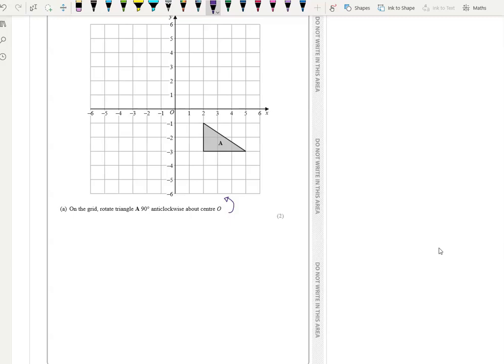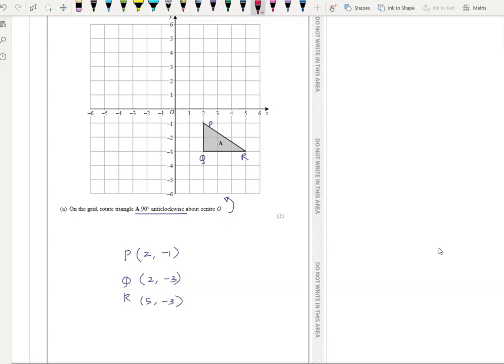So let's name the triangle as PQR. So P, Q and R. It is a rotation of 90 degrees anti-clockwise. So let's take down the coordinates of P, Q and R first. The coordinate of point P is (2, -1). Point Q is (2, -3). And point R is (5, -3).